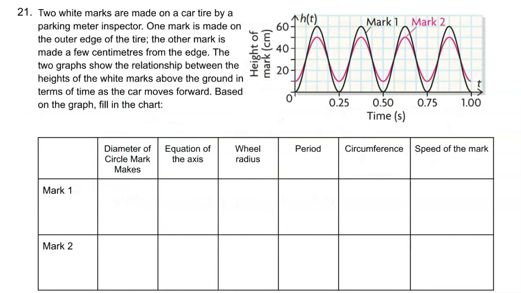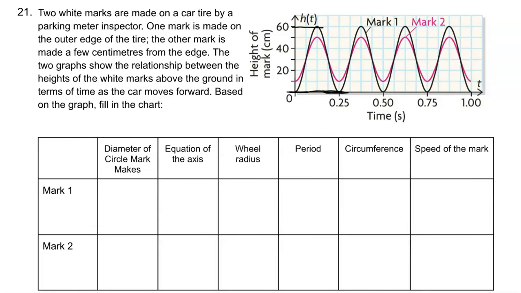This question says 2 white marks are made on a car tire by a parking meter inspector. One mark is made on the outer edge of the tire. The other mark is made a few centimeters from the edge. That doesn't mean 3. We have to interpret it based on the graph that we see there. The two graphs show the relationship between the heights of the white marks above the ground in terms of time as the car moves forward. Based on the graph, fill in the chart.